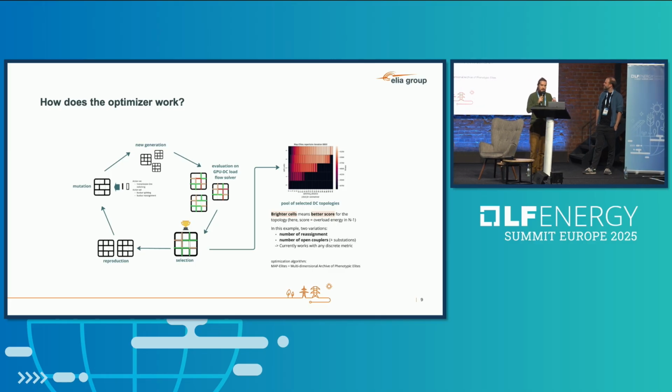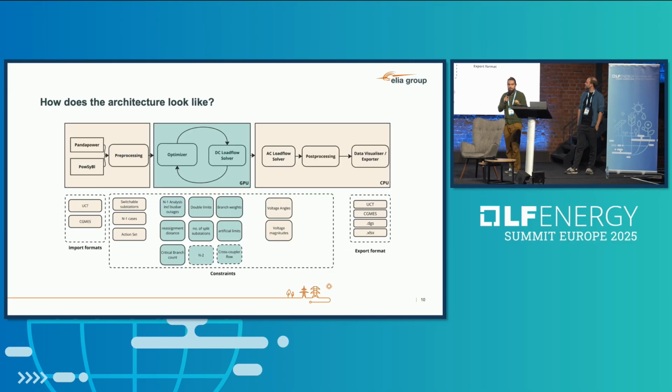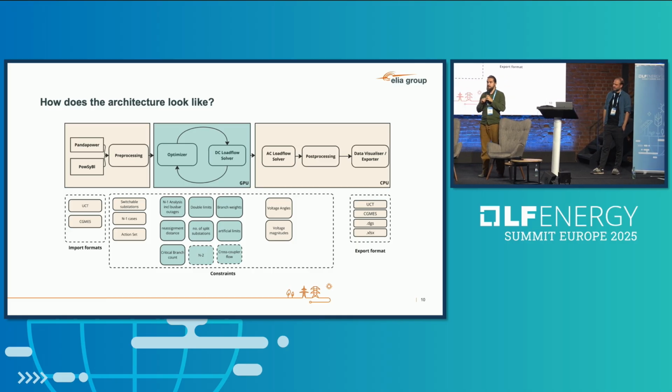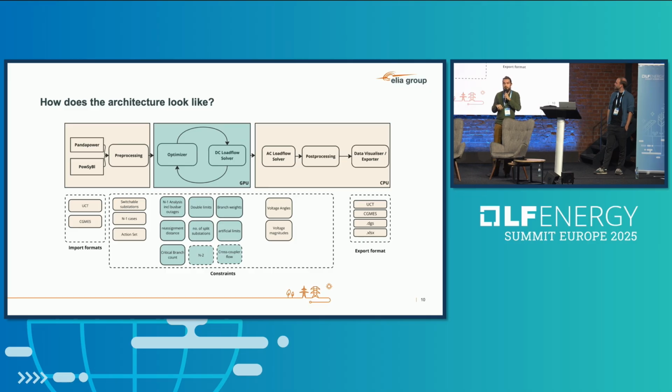And this is where we were last year. By now, we have a full pipeline. So we have an import stage which is mainly driven by open source tools. Pandapower and PowSyBl help us a lot to get our data into the right formats. We have this DC optimization with by now a lot more constraints than last year.